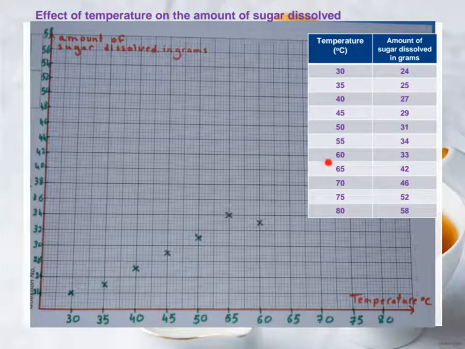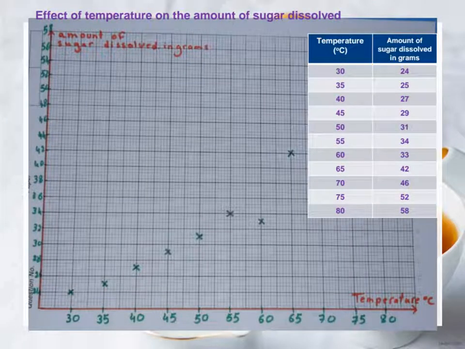Right now at 60, the amount of sugar dissolved is 33. It's 60 degrees Celsius. I'll go up until reaching 33, which is in between 32 and 34. At 65, the maximum amount of sugar dissolved is 42. So from 65, I'll go up until reaching 42 and I'll put an X.